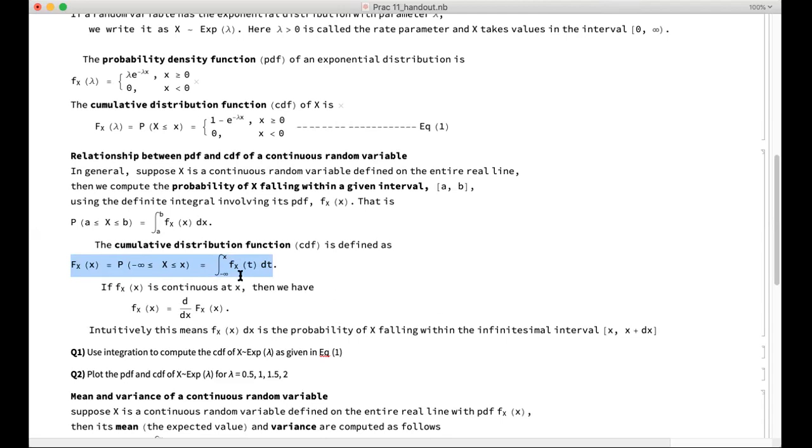It's from 0 onwards because the random variable is defined from 0. Okay, so the bounds of this integral are from 0 to x. And what's the PDF? You would replace f(x) by lambda e to the power minus lambda x and then integrate it. Okay, should be easy.